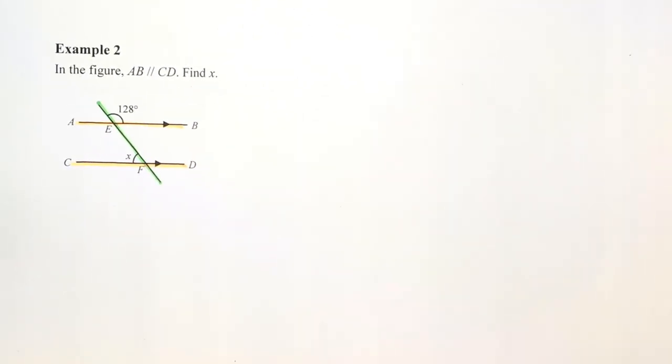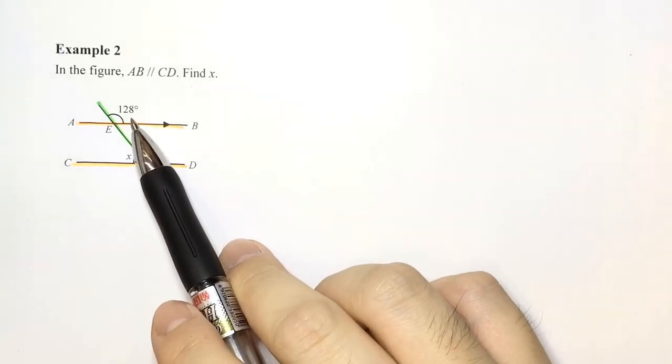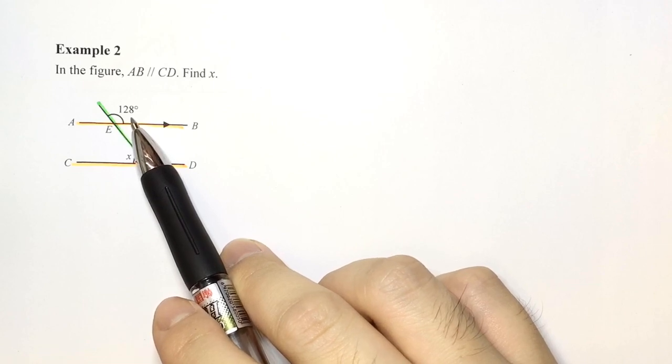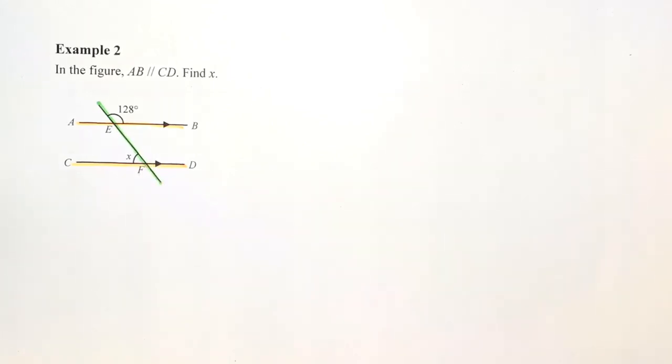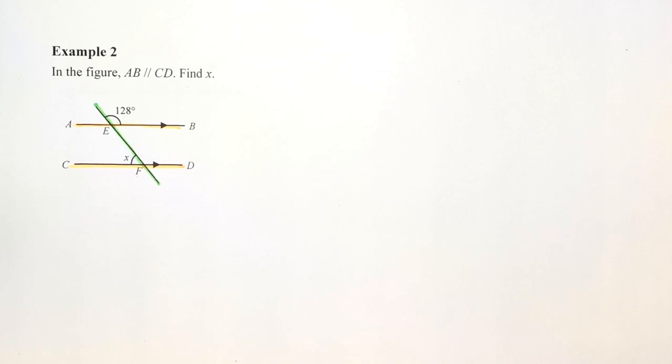Example 2. You are given two angles. One is 128 degrees, one is x. And you should notice that these two angles are not corresponding angles, alternate angles, nor interior angles. So you need to use at least two geometric references. It can be done in more than one way, so I'm going to demonstrate two ways.